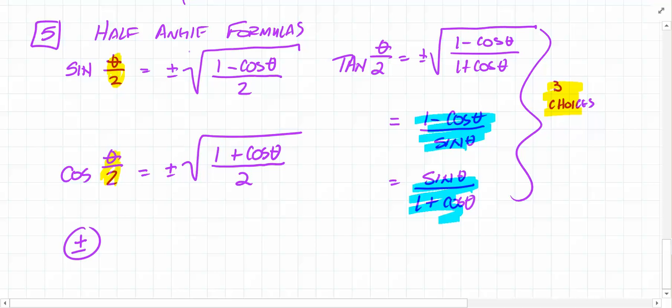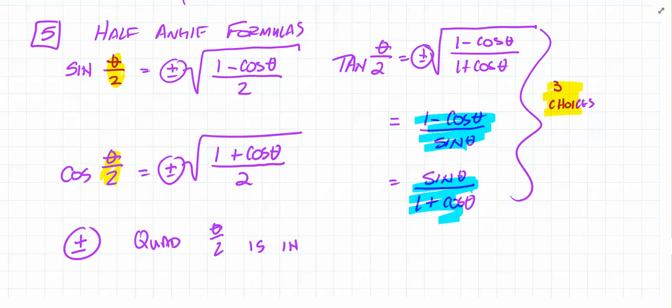See how there's a plus or minus in front of all these? That one, and finally that one. Okay? The plus or minus refers to whatever quadrant theta over 2 is in. So you have to figure out what quadrant theta over 2 is in, and then take the appropriate sign, positive or negative, depending on whichever one it is. All right? So these, just a review.